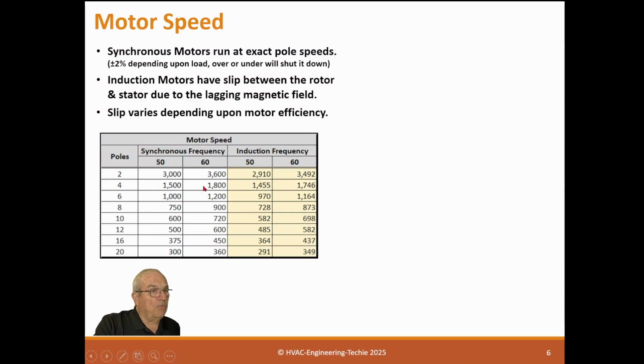If you have a 4-pole motor, which is 1,800 RPM on a synchronous motor, it's only 1,750 or 1,740 on a 60-cycle induction motor. So that's why you have those varying amounts of RPMs. And then, of course, a 6-pole motor is only 1,100 RPM. So we can see the difference.